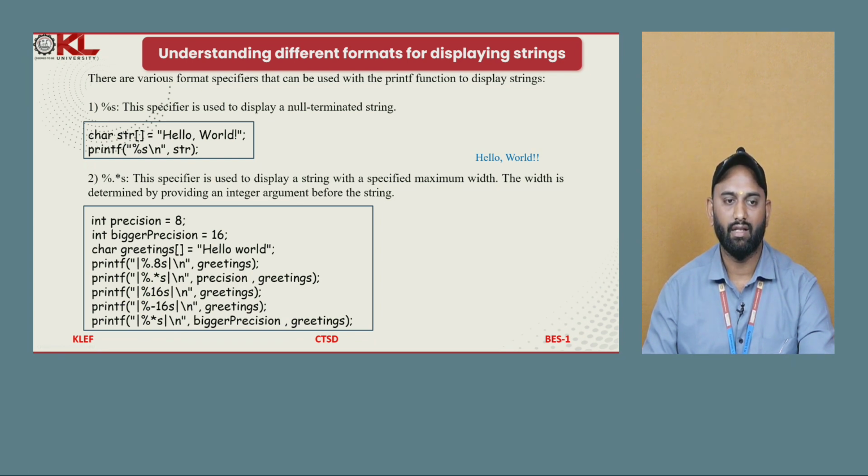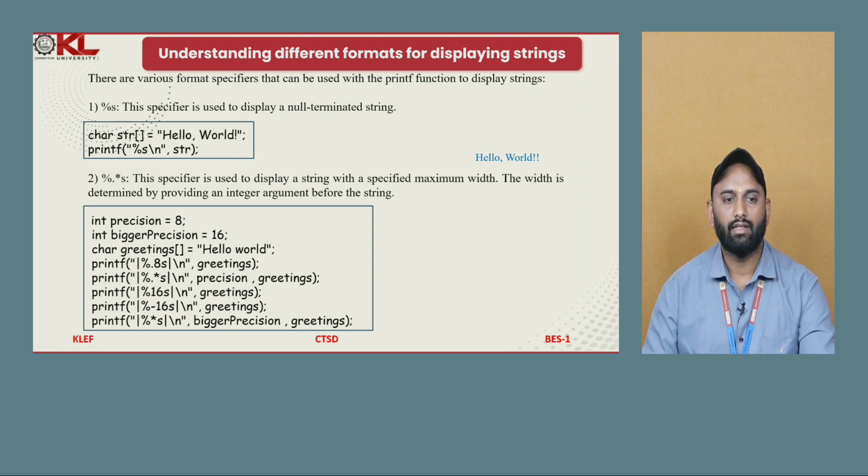So let us go with an example. Here we have taken precision 8 and bigger precision as 16, and we have taken a string variable greetings which has the value hello world. Coming to the first printf statement, within the vertical lines we are printing %.8s comma greetings, where .8 indicates a width space. Within the 8 width space we are printing the string value, that is greetings. And secondly, %.*s, for the star we are passing an integer argument, that is precision, and the greetings variable.